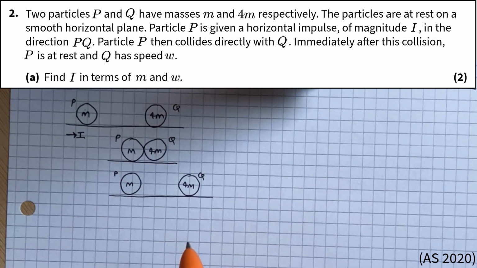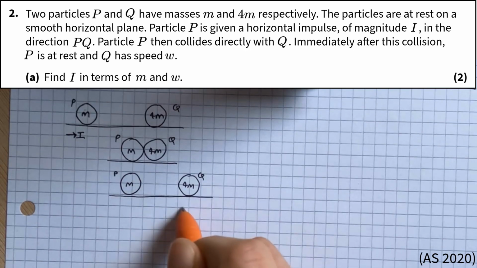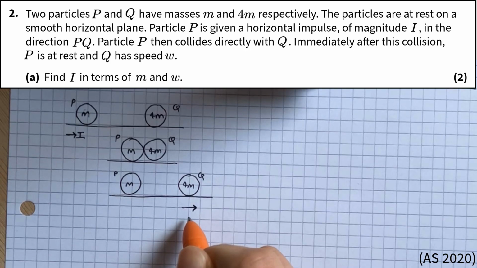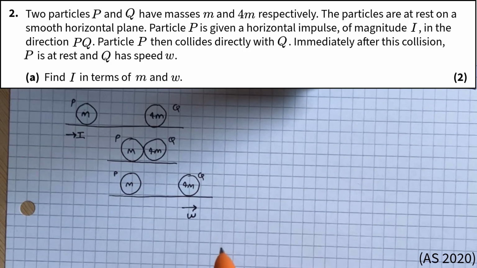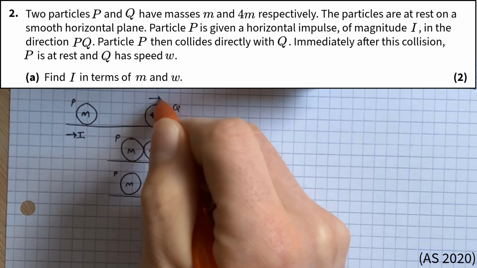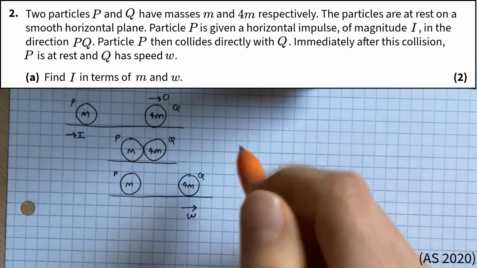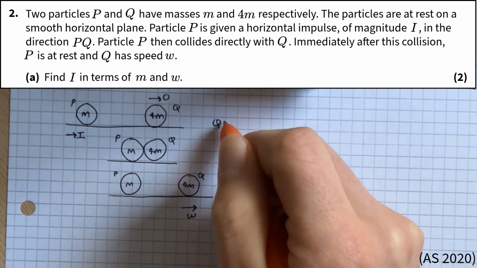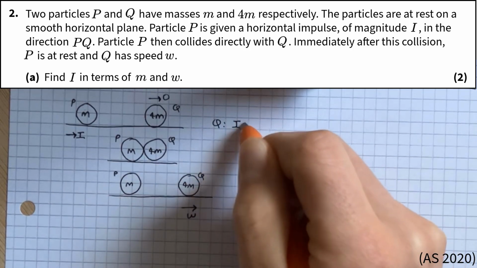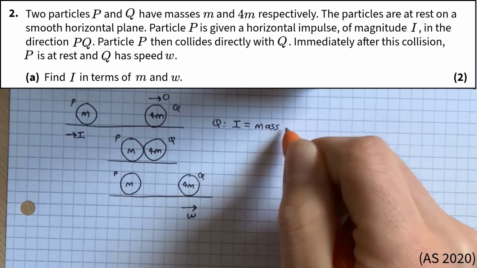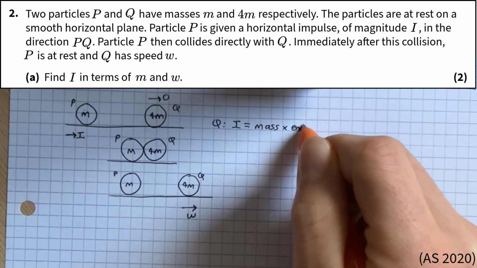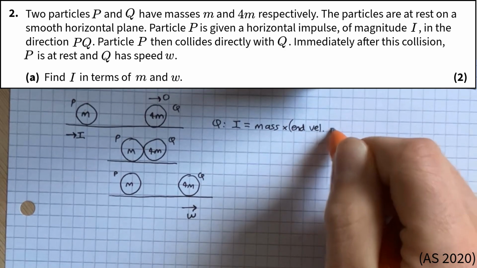This impulse it's received is called I, and the speed afterwards for Q is W. We're going to use the same formula as before. So we're going to need the start speed, which for Q is 0 because it starts from rest. I'm going to set up the equation for impulse for Q. As before, impulse is the mass times by the end velocity, so the velocity afterwards, minus the start velocity.